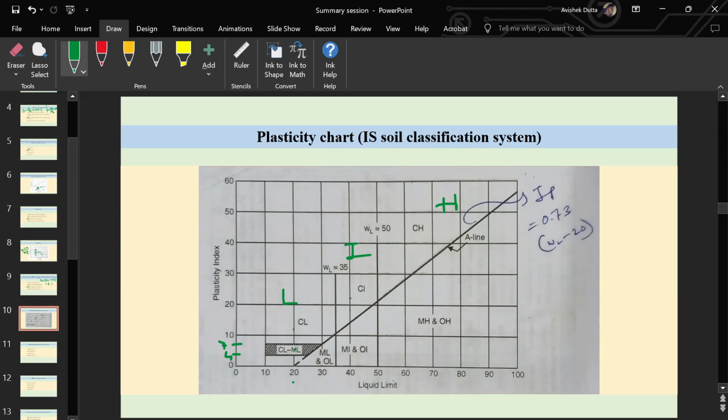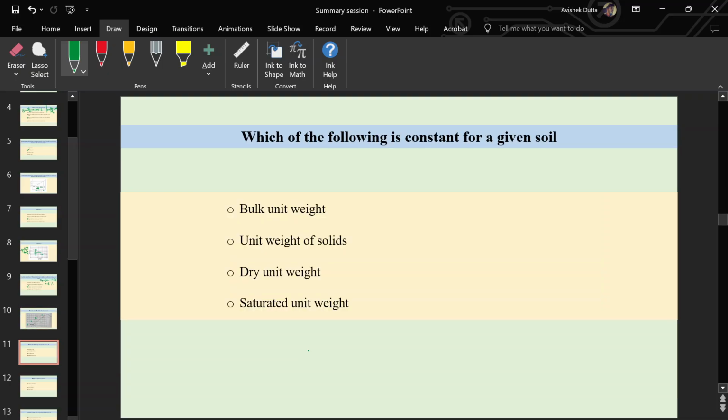Above the A line, we are just discriminating between the inorganic soil and the organic soil. And this is the only region, the shaded portion above the A line, where we can see there is a boundary condition of clay and silt. Generally we can see above the A line it is clay soil, below the A line it is silty soil. So above the A line means inorganic clay soil, and below the A line means organic silty soil. This is the only exception, where above the A line we can also see silty soil with clay soil.